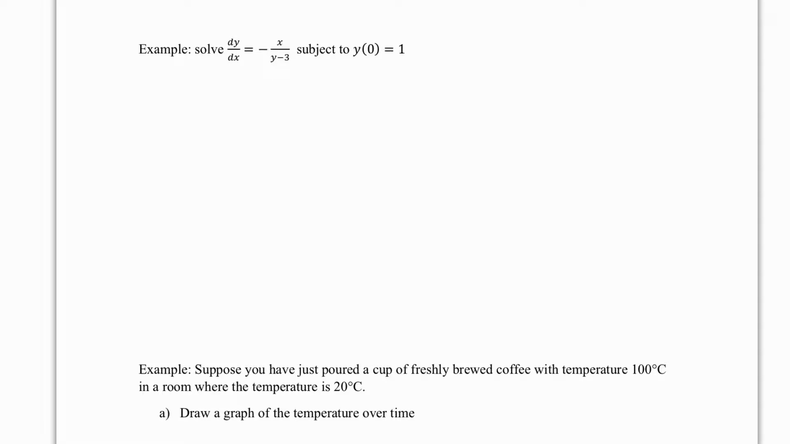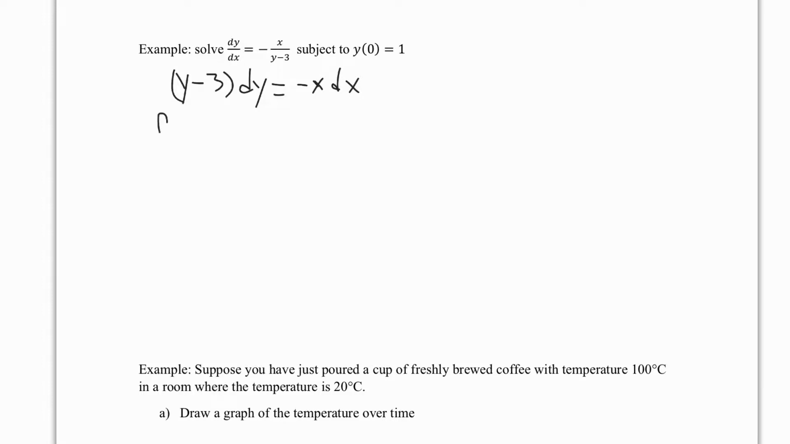Let's try another one. In this case, we have this differential equation, and we have an initial condition, y of 0 is 1. So that should allow us to solve for the c in the end. Well, let's cross multiply to start. We'll get y minus 3 times dy equals negative x dx. Again, notice I've been able to separate my variables. All the x's are on one side and all the y's are on the other side.